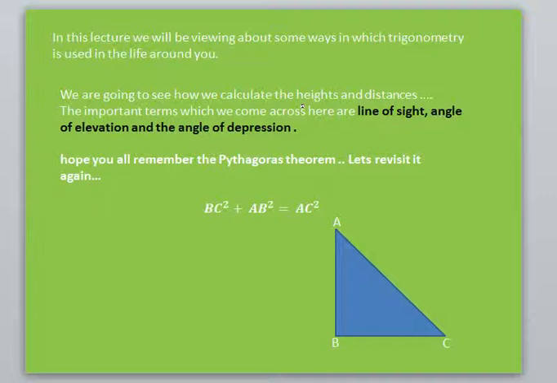If we have a building and we are asked to estimate its height with a given angle of elevation, we could do that easily. The important terms which we come across here are line of sight, angle of elevation, and the angle of depression. Let's see what they all mean.